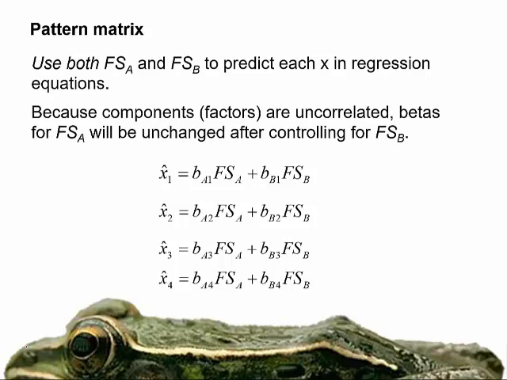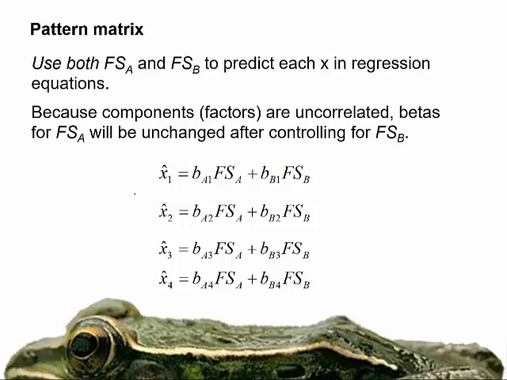So now we're going to do a multiple regression equation. Instead of predicting each item using only factor score A, we're now going to use both factor score A and factor score B to predict the item. So we have this one regression equation here where we say item 1 from our assessment instrument, x1, is predicted using both factor score A and factor score B.